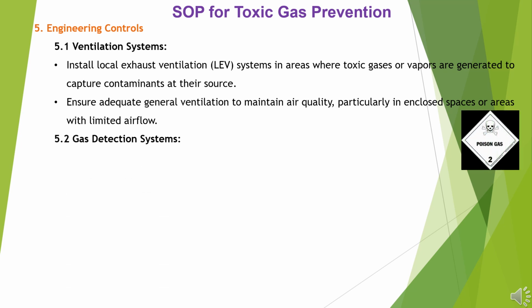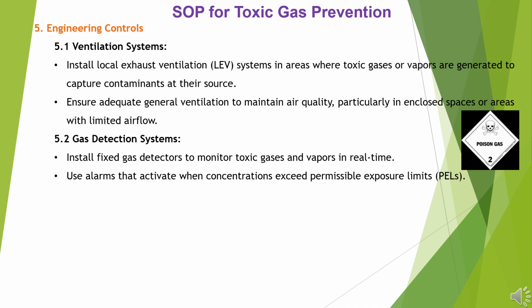5.2 Gas detection systems. Install fixed gas detectors to monitor toxic gases and vapors in real time. Use alarms that activate when concentrations exceed permissible exposure limits, PELs. Ensure detectors are calibrated and maintained regularly.